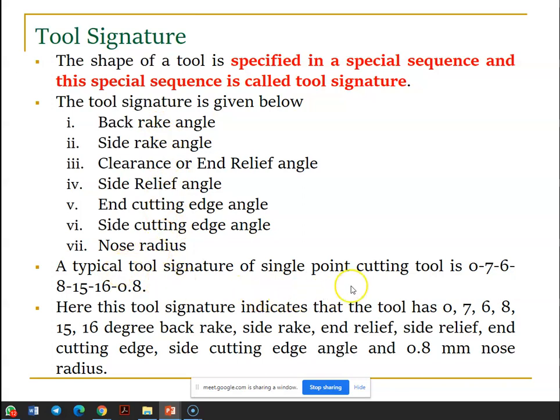A typical tool signature of a single point cutting tool is 0, 7, 6, 8, 15, 6, 0.8, which means the first 0 defines the back rake angle, 7 the side rake angle, 6 the clearance angle, and 15 the side cutting edge angle. If any angle is not necessary, we just put 0. And 0.8 is the nose radius. So the tool shape is defined by a special sequence, which is the tool signature. Alright, so this is the nomenclature of the single point cutting tool.